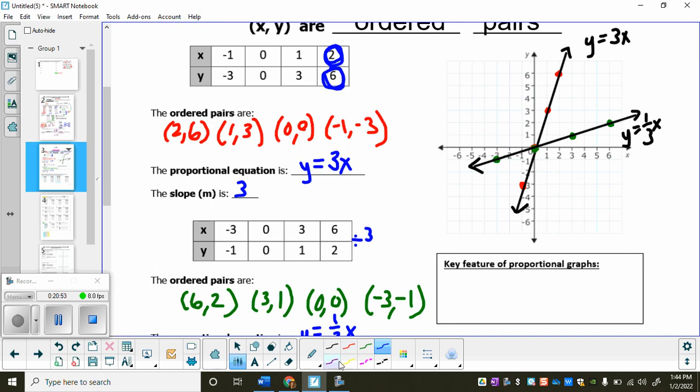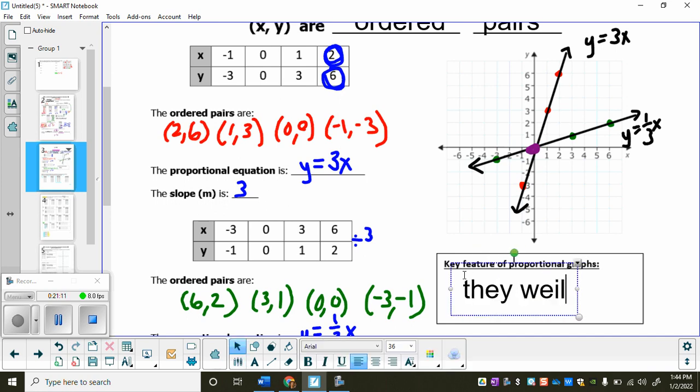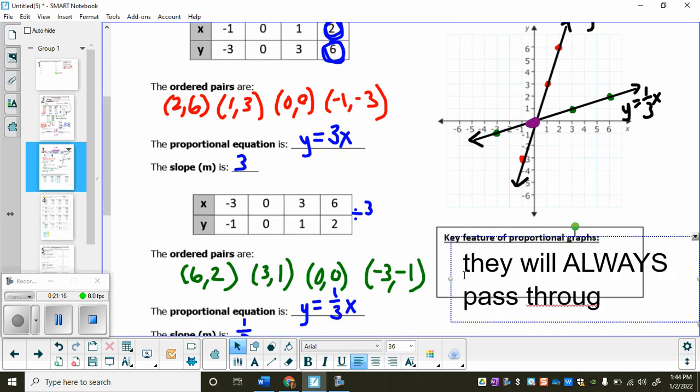All right, now I want us to real quick take a look at this graph, and let's look at a key feature of proportional graphs. There's something that both of these lines have in common, and it's that they both go through the origin right here, 0, 0. So the key feature of proportional graphs is that they will always pass through 0, 0.